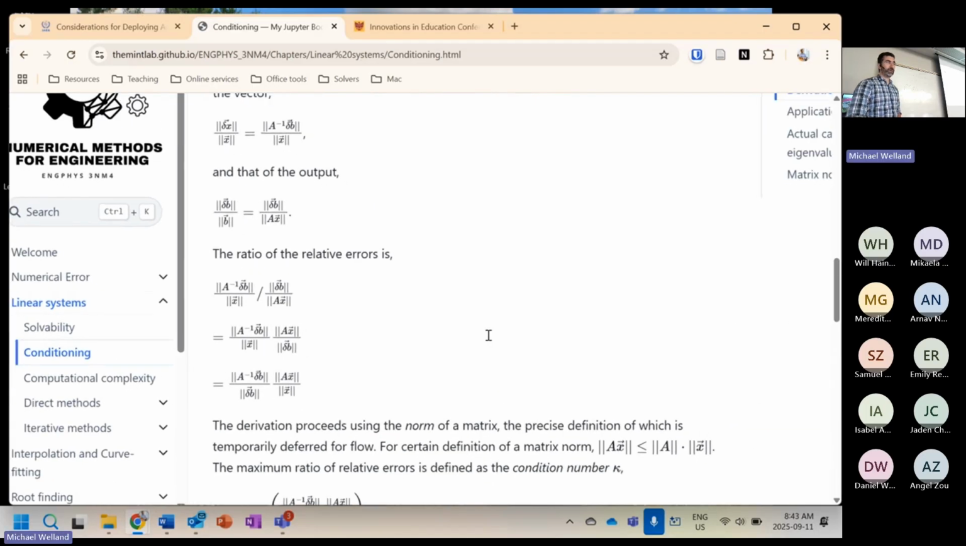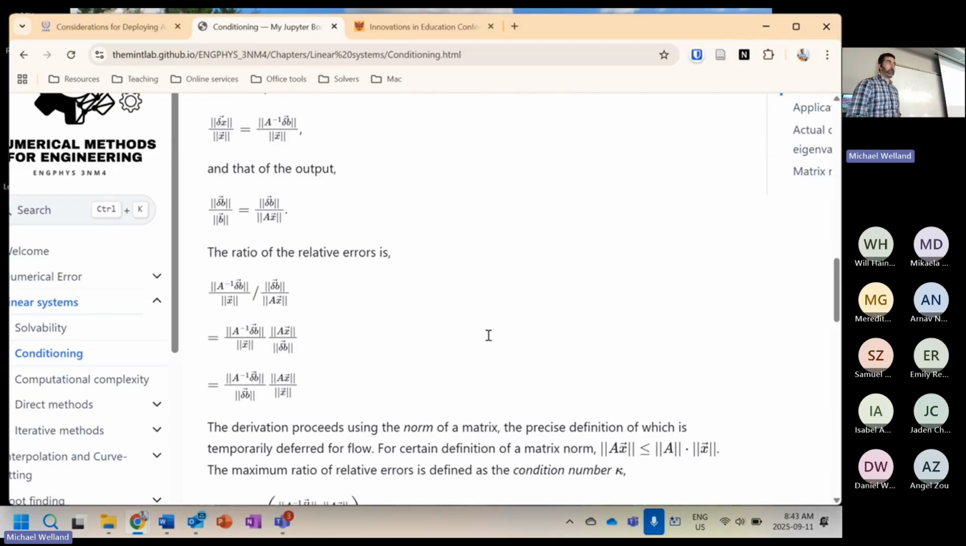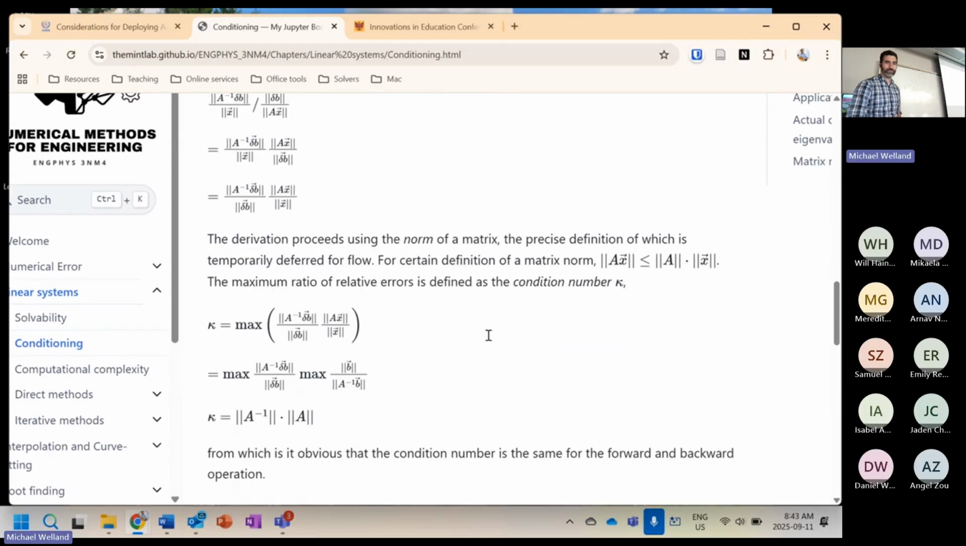Okay? Everybody with me so far? This is just straightforward algebra. Good? Good.